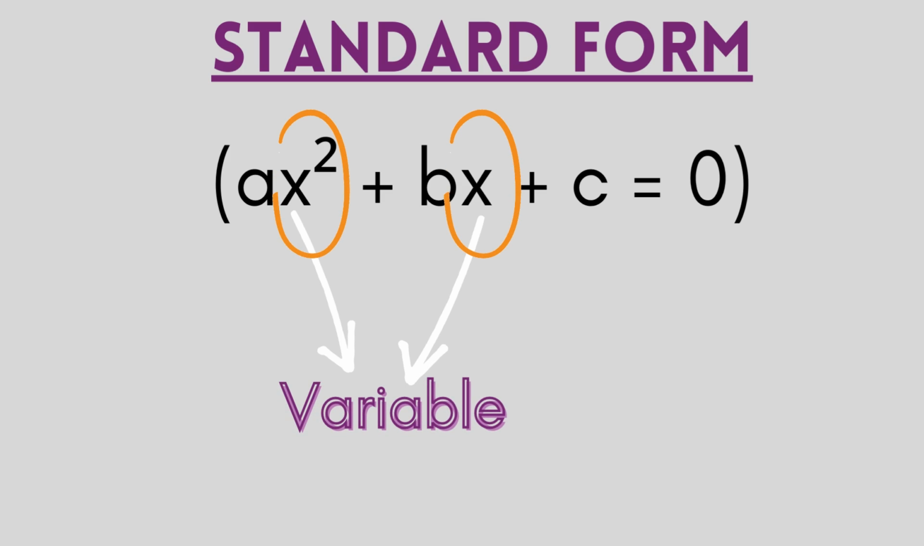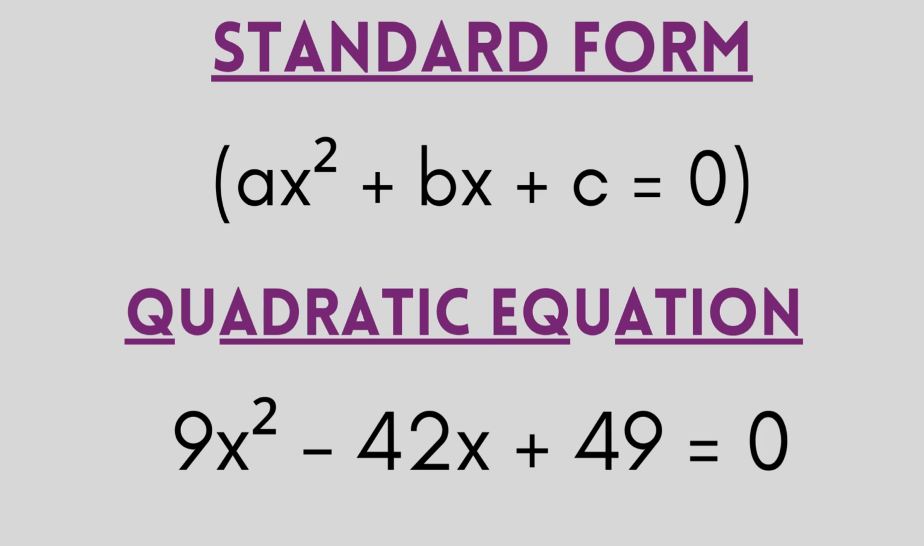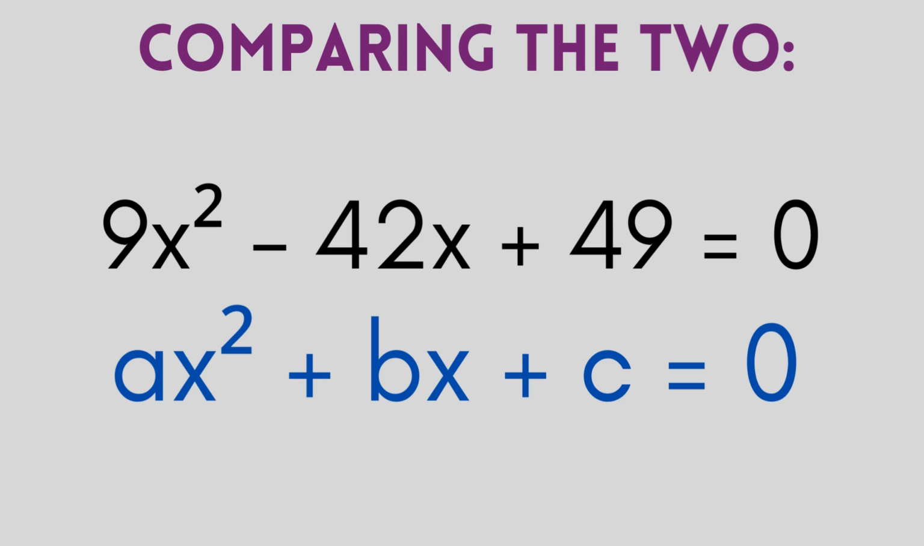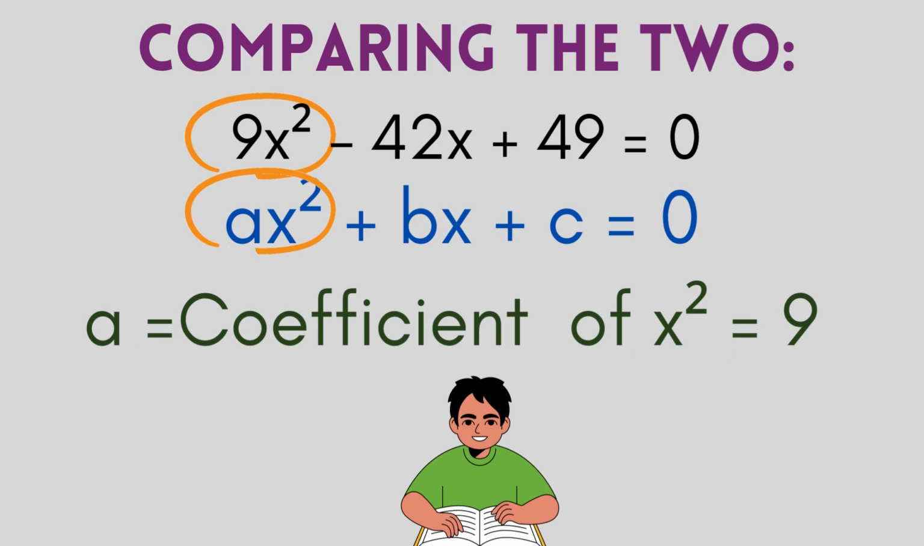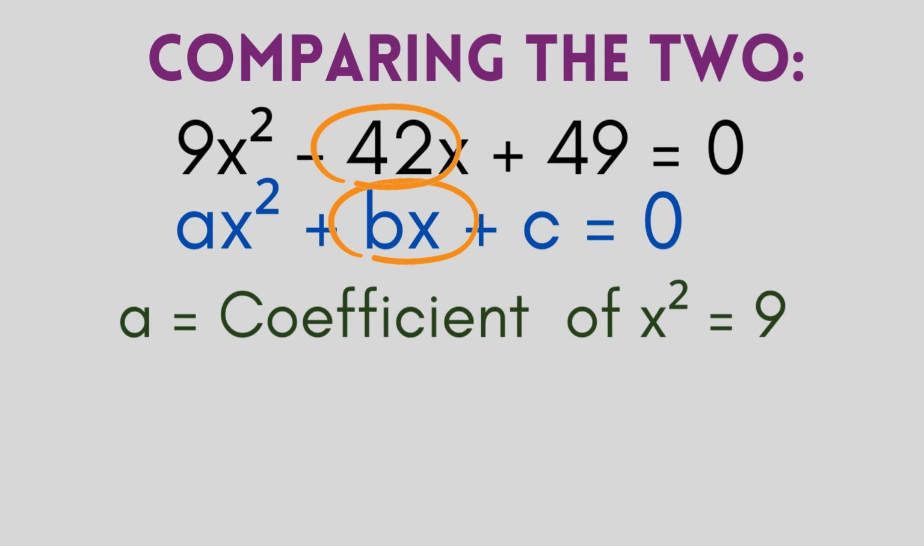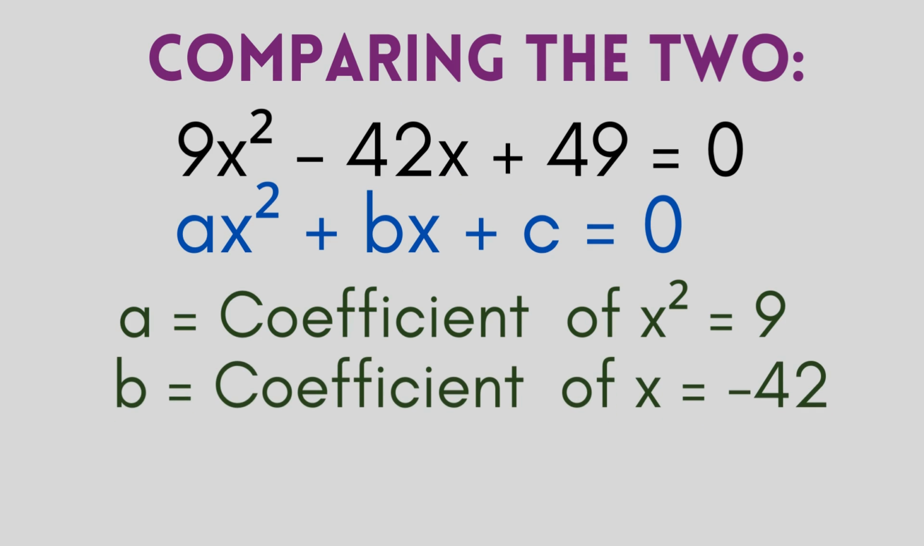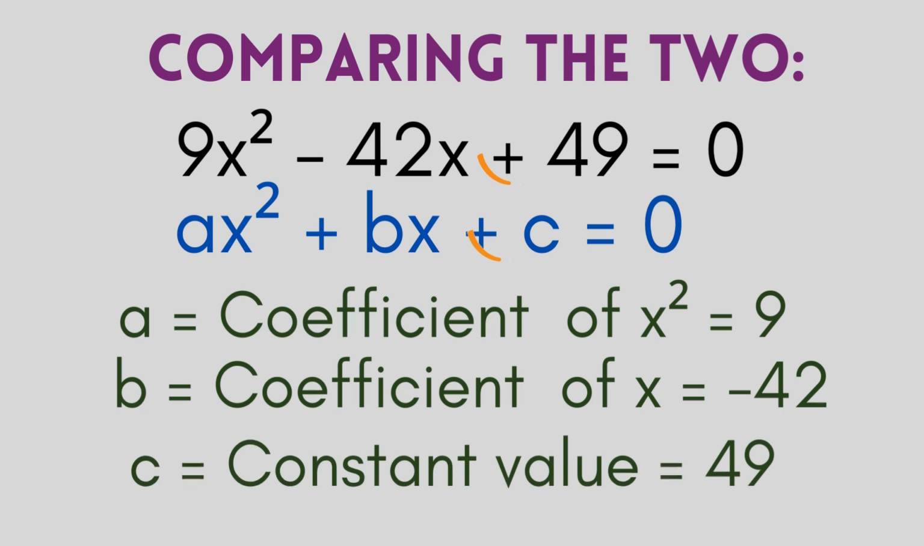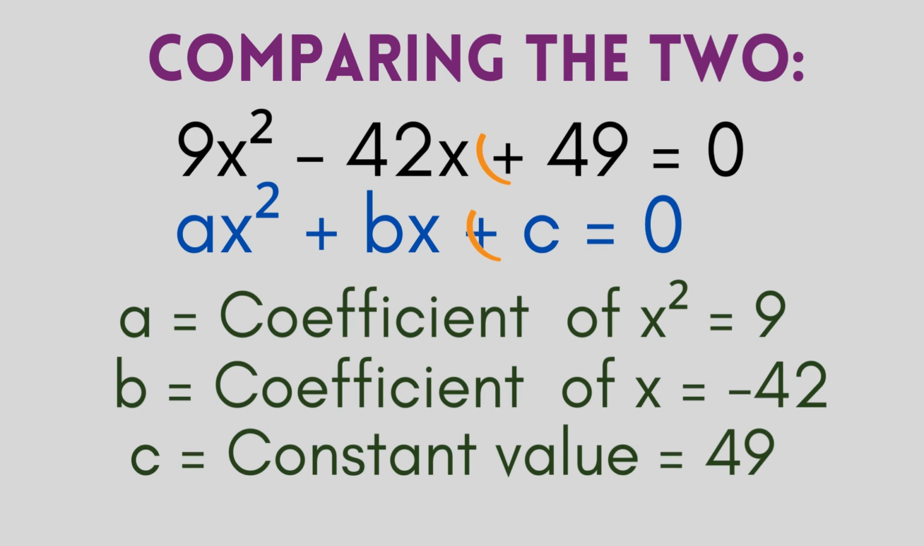Now let us compare the standard form of quadratic equation with the example from before. On comparing the first terms, we see the coefficient of x square, that is a from the standard form, has the value 9 in this particular example. Similarly, b is the coefficient of x, which is equal to minus 42, and c is the constant term having the value 49. Now that we know our a, b and c's, let us move on to solving this equation.